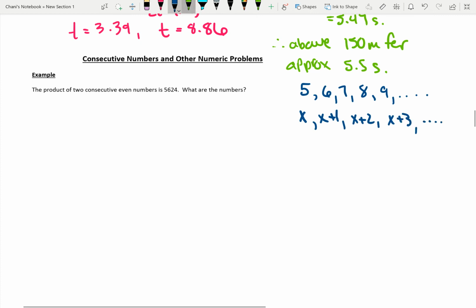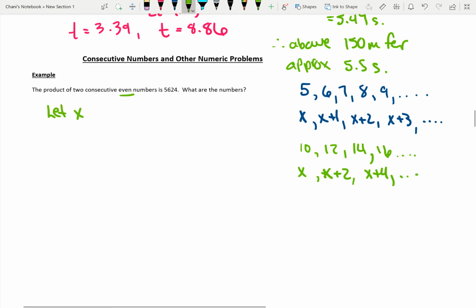But this question talks about consecutive even numbers. So let's say I started at 10. The next one would be 12, then 14, then 16, etc. So if I start with x, my next consecutive even number is x plus 2, then x plus 4, etc. So the product, this means multiplication, of 2 consecutive even numbers is 5,624. What are those 2 numbers?